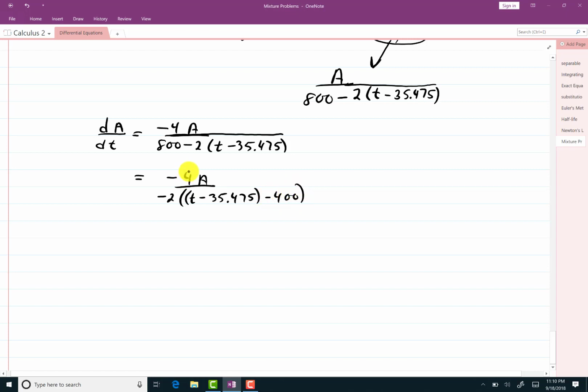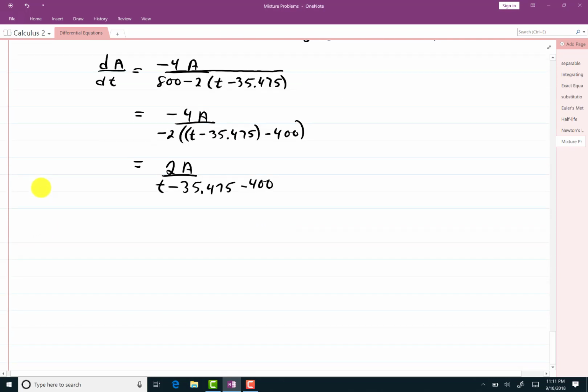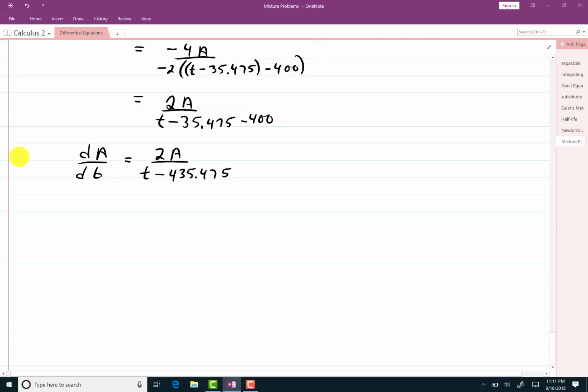And then I'll take out the negative 2 with the negative 4, and I'll be left with 2A divided by, now inside of here, when we simplify, I'll have T minus 35.475 minus 400. Or my final version of the differential equation will look like this: 2A divided by T minus 435.475. And that's what you're going to have then.